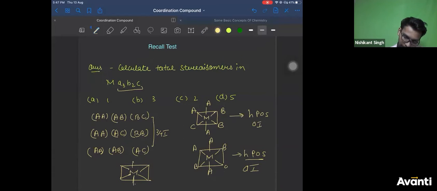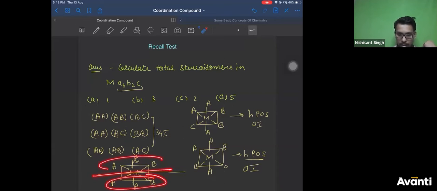Let me draw it like this. If I draw A, B trans, AB trans and AC trans, or AC you can write anyway. So AB trans, AC trans. Now you will get a vertical plane of symmetry in this. AB, AB. So this molecule will have vertical POS.